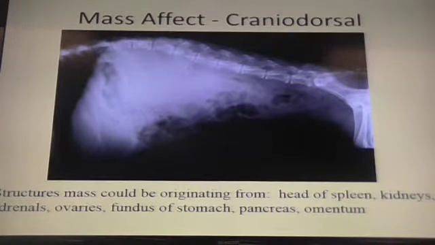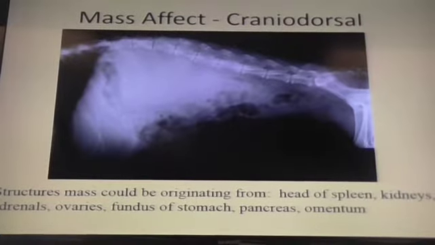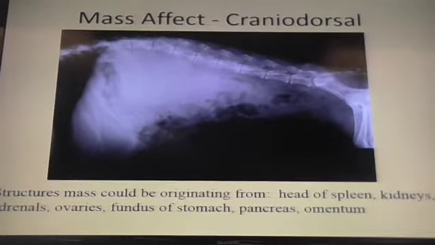Okay, cranial dorsal mass effect. You don't really see the mass itself. All you see is a soft tissue opacity, correct? So without any history, you have to do the same thing. There's a soft tissue opacity in the cranial dorsal abdomen. It is adjacent to the caudal margin of the stomach. Is it adjacent to the caudal margin of the stomach? Is it displacing the bowel loops ventrally? Okay, great. What's located there? The head of the spleen is there.